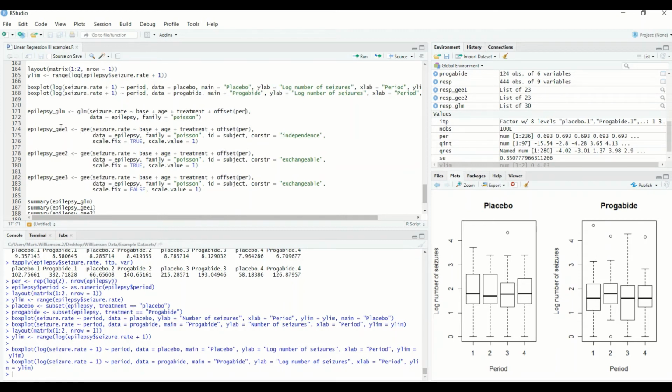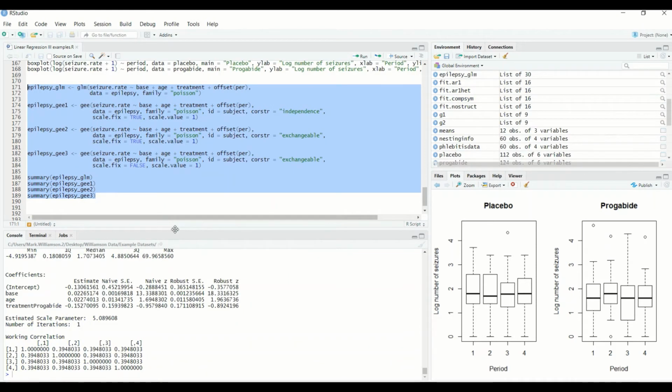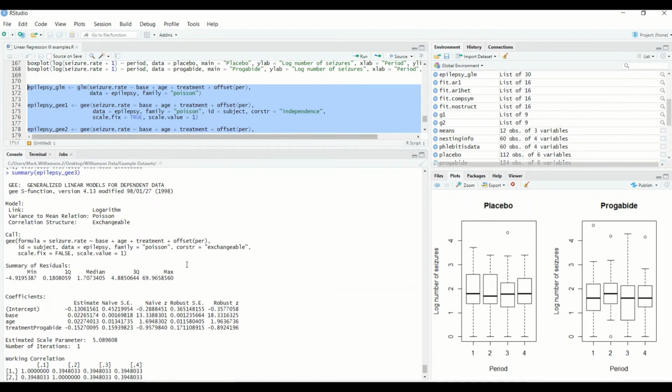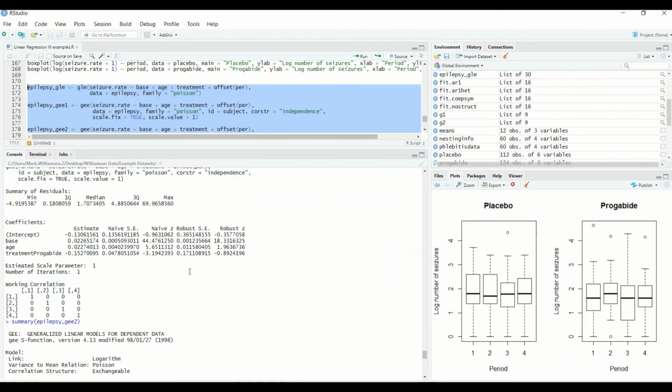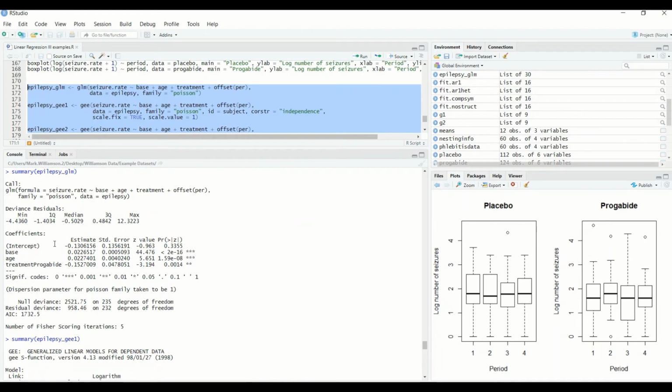Then we're also going to have 3 different generalized estimating equations. We're going to look at independence, exchangeable, and then with or without fixing the scale. So we'll run those and do some quick summaries here. There's a lot going on here, obviously, so I'll try my best to pull out what's going on. So it looks like in the general linear model, treatment is significant.